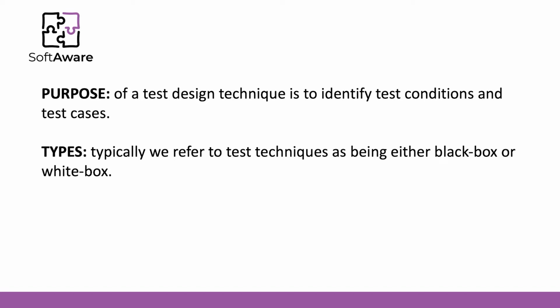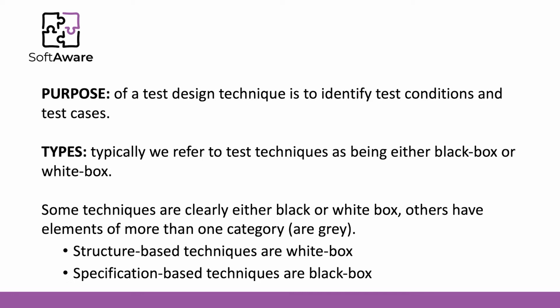The color only refers to the fact that one of the types of techniques uses the system as a box where you cannot see through it because it's black, it's opaque, and the other one is a white box technique where you can actually see the transparency and you can actually look at all the code that was written in your software products. Some techniques are clearly either black or white box, but as seldom happens, others have elements of more than one category and they are considered as gray box techniques.